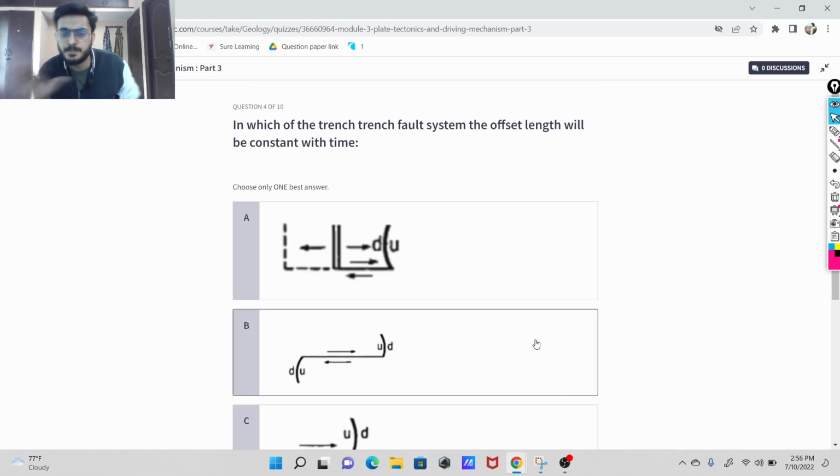So, same previous type of question: in which of the trench systems will the offset length be constant with time? So it's a very good question.